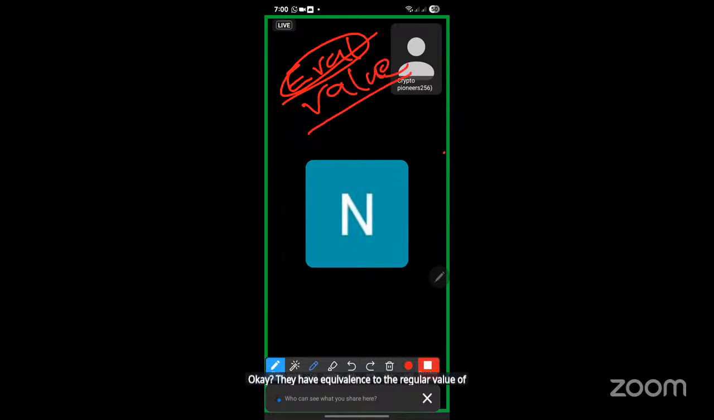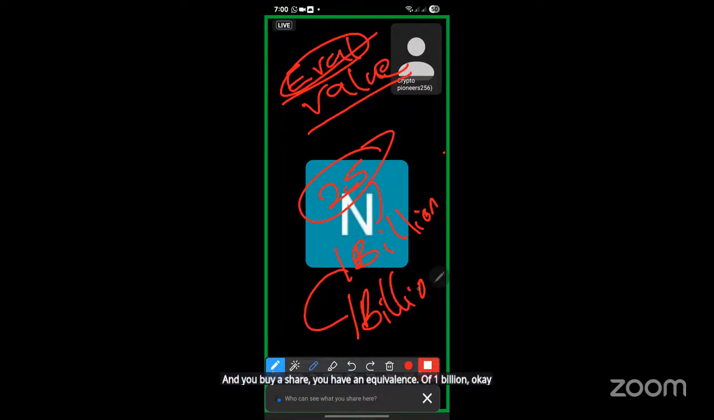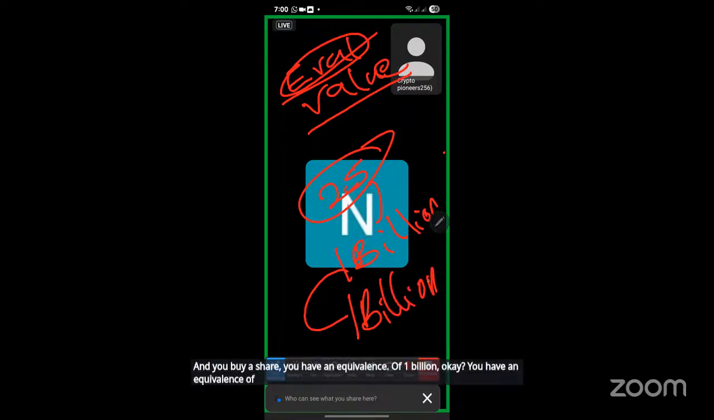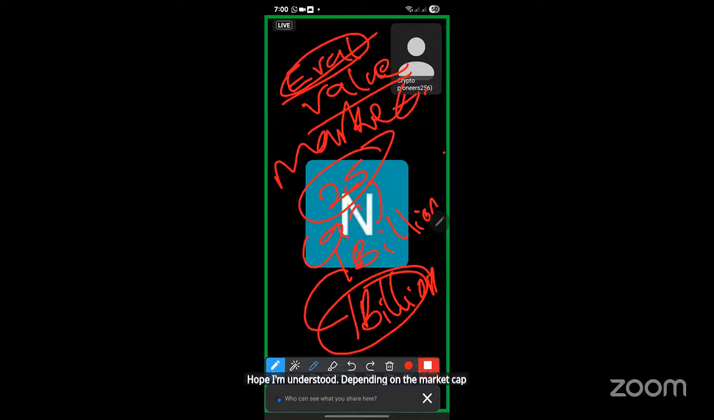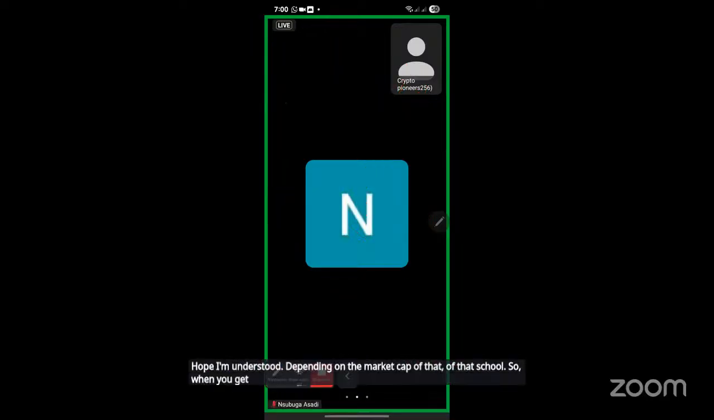For example, I can say that our school is valued at 25 billion, which means each share is of 1 billion. So when you come as a new member and you buy a share, you have an equivalence of 1 billion, depending on the market cap of the school. Hope I'm understood. Depending on the market cap of the school.